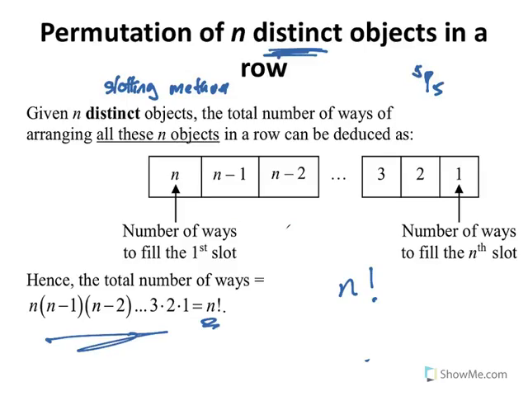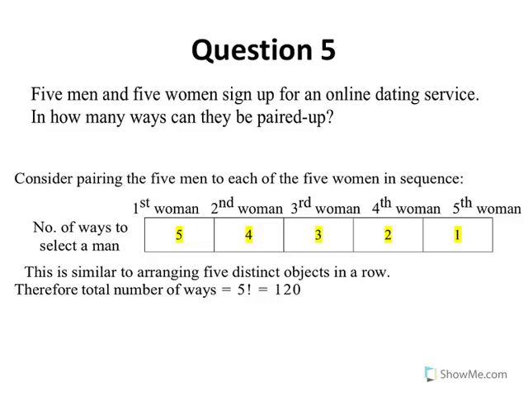Okay, so first one, I want to permute. I consider that I have 5 men and 5 women. They sign up for an online dating service. Then how many ways can they be paired up? So again, it looks very complicated, but actually, all you need to do.